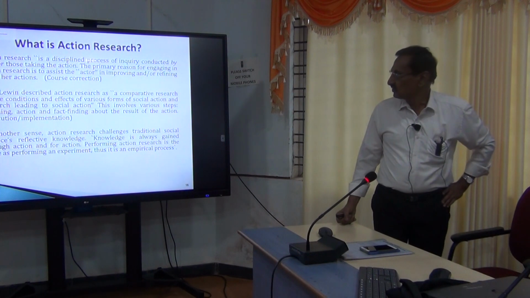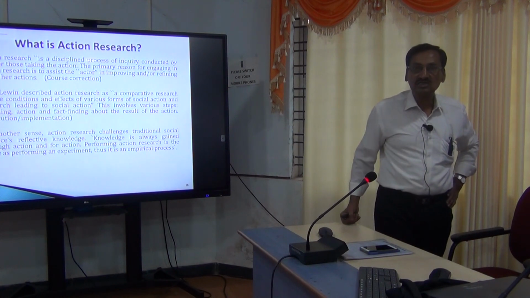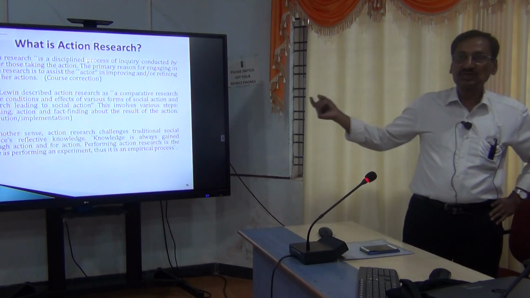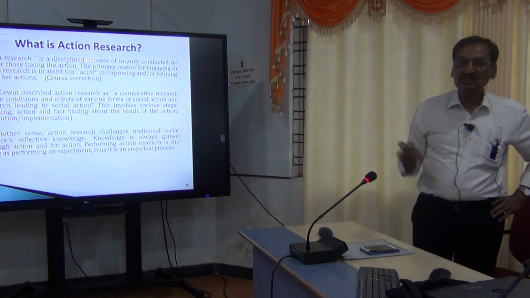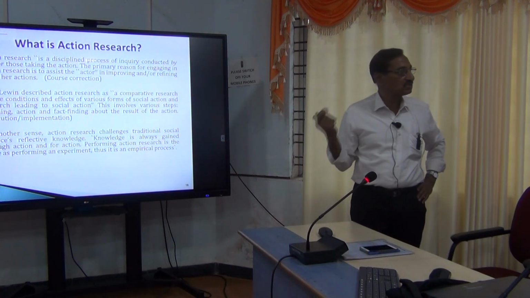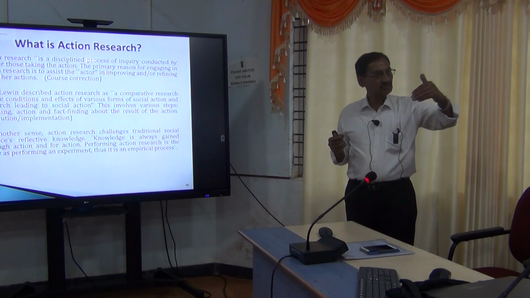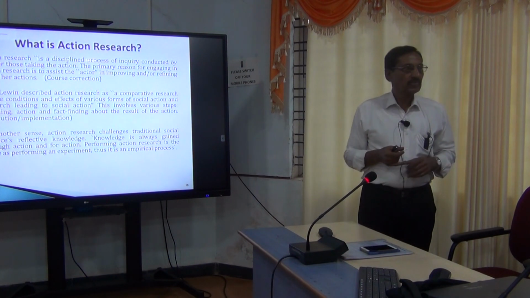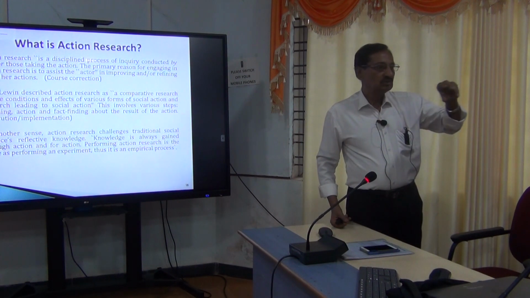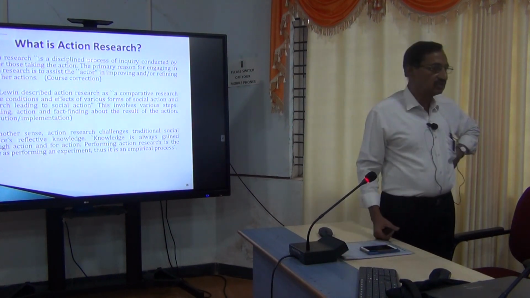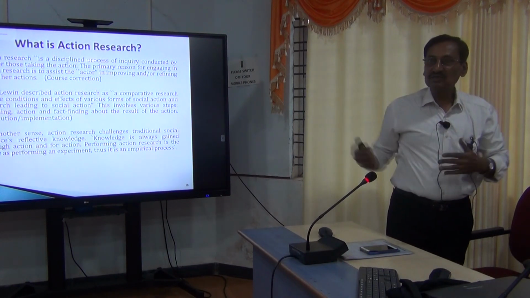Then a few definitions or meanings. If anybody asks you what is action research, you should be in a position to tell at least one or two definitions, or in an exam or in your thesis you have to write it. You have to define what is action research. This is the process. Even in your PhD thesis, every chapter should begin with quoting existing literature, not straight away interpreting the data and preparing tables. No, that is not the way.